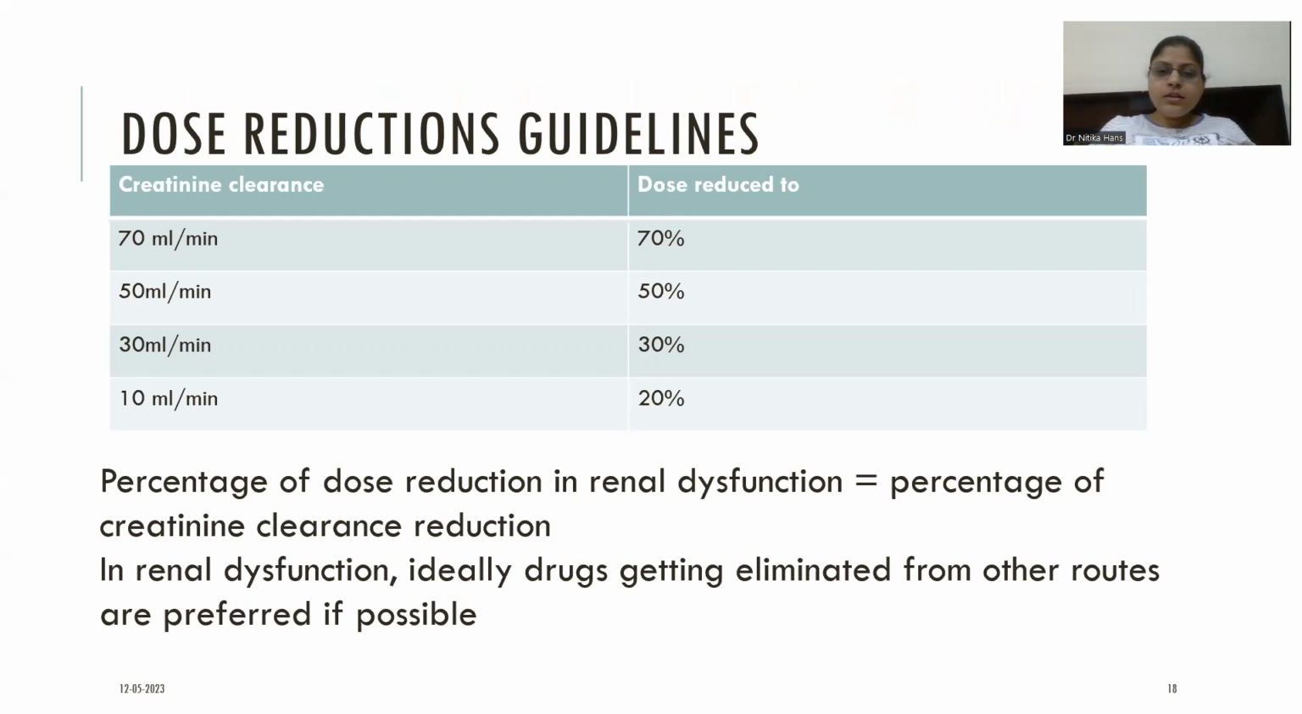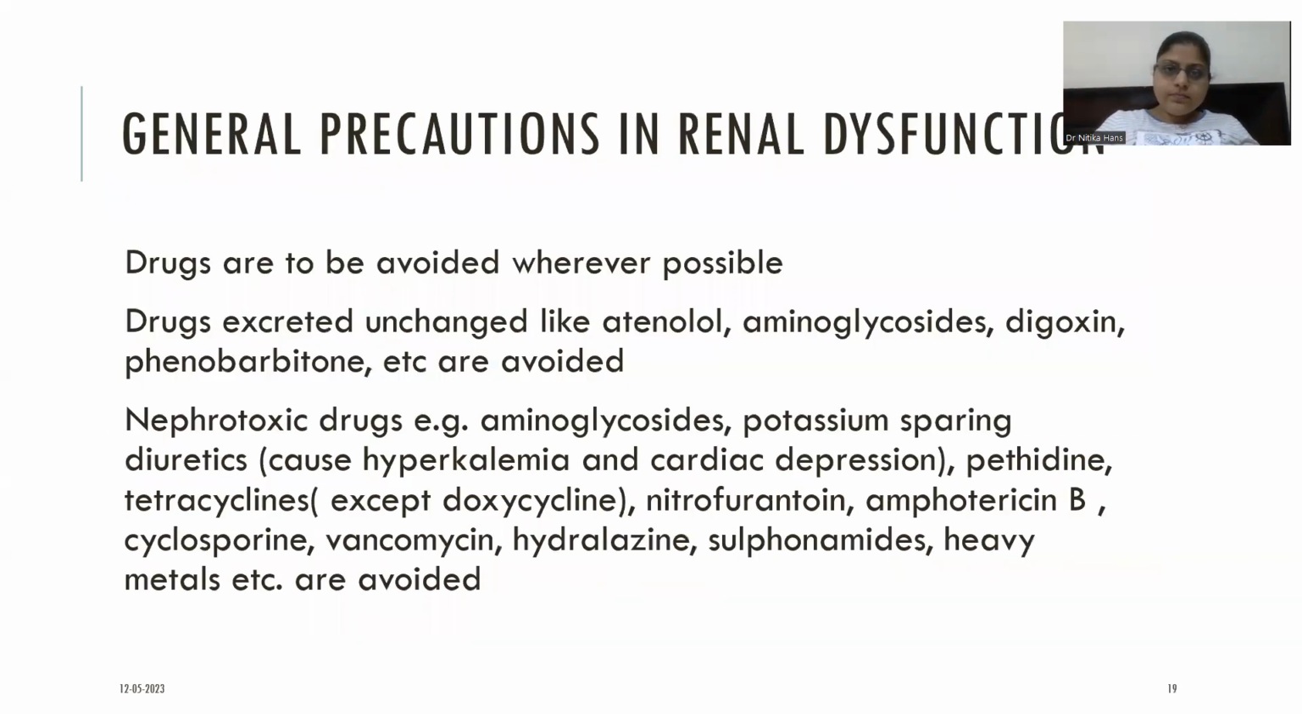Percentage of dose reduction in renal dysfunction is equal to percentage of creatinine clearance reduction. How much is the percentage of the creatinine clearance reduction? That will be equal to the percentage of dose reduction in renal dysfunction. And in renal dysfunction, drugs getting eliminated from other routes, that is not from the kidney, but from milk, from bile, from saliva, from skin, they are preferred. Drugs which are eliminated from the lungs are also preferred if possible.